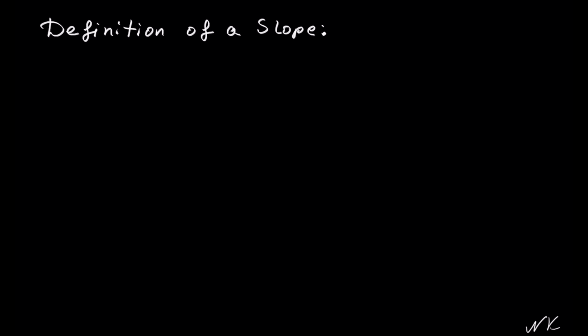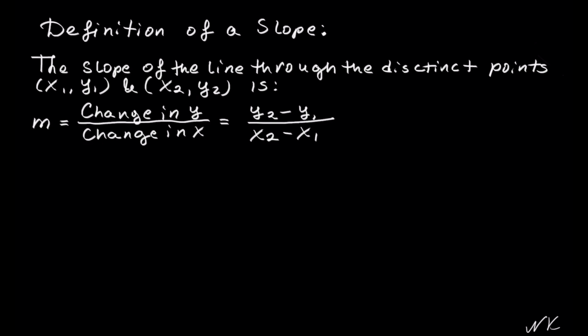Hello, here we're going to take a look at the definition of a slope. The slope of a line through the distinct points (x1, y1) and (x2, y2) is labeled with the lowercase m, and it's a ratio of change in y out of change in x. So in order to calculate it, you would take y2 minus y1 and divide it by x2 minus x1.